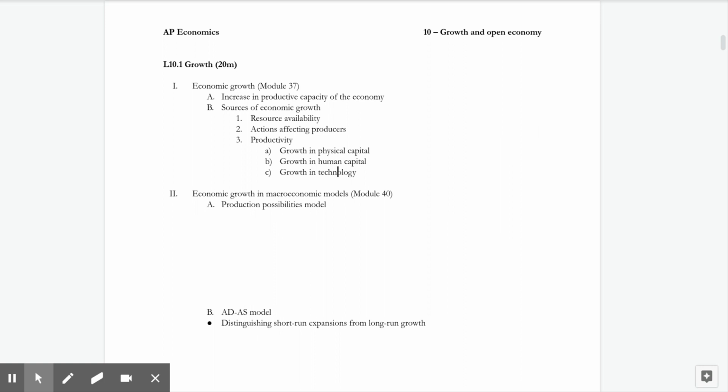So in this video, we're going to be taking a look at growth and that idea of economic growth, which is going to appear on the AP macro exam. There are two modules to be aware of here, module 37 and module 40. Both of those do a nice job of summarizing economic growth. Now, the basics of what you need to know is that growth is about productive capacity.